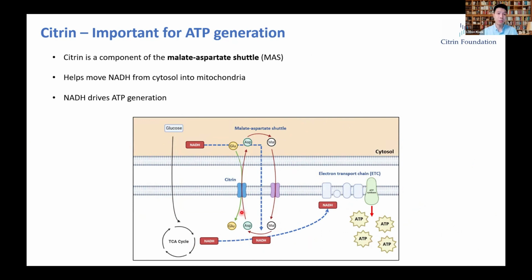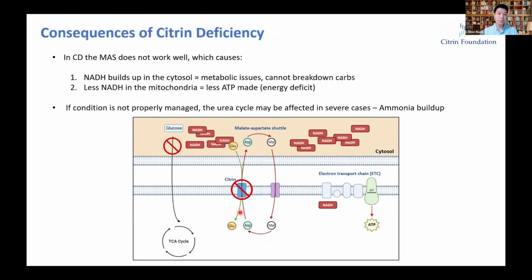Now, what happens during citrin deficiency? So in citrin deficiency, due to a genetic mutation in the gene, citrin isn't produced in the body or a faulty copy of the protein is made. And what happens is, expectedly, the malate aspartate shuttle doesn't function well or ceases to function. And as one can expect, the cell can no longer move NADH from the cytosol into the mitochondria. And what you see here, quite apparently, is you now have a buildup of this NADH molecule in the cytosol. And in biology, an accumulation or a buildup of anything in excess is never a good thing. And this is certainly the case in citrin deficiency.